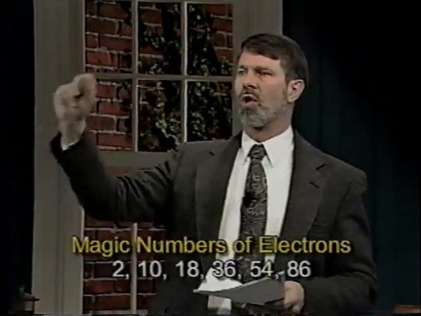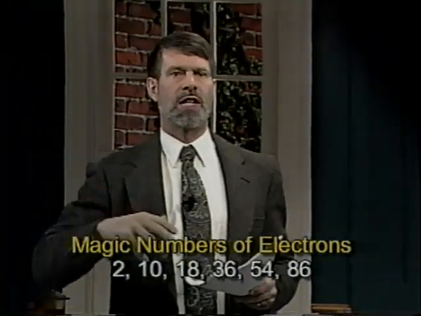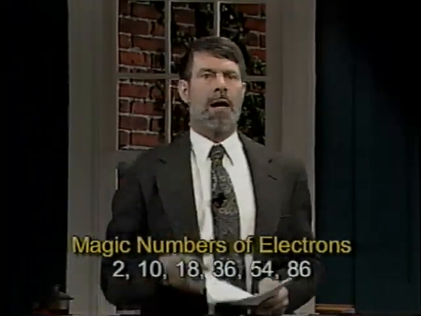Well, one reason lies in the fact that there are such stable arrangements of electrons, the magic numbers of electrons that we've seen: 2 electrons, or 10 electrons, or 18, or 36, and so forth. These are the magic numbers of electrons, and they correspond to filled shells of electrons in Mendeleev's periodic table.